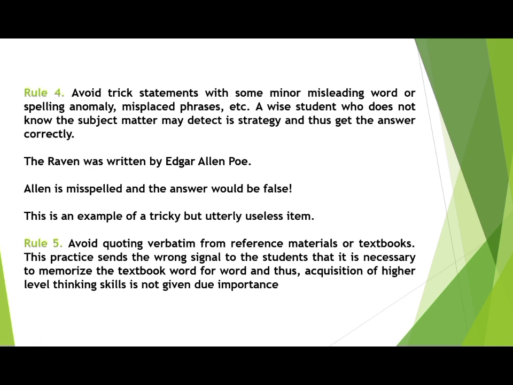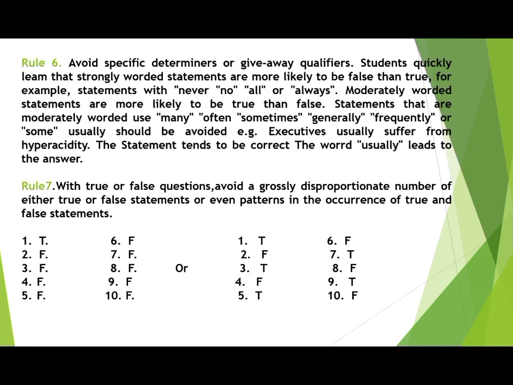Okay? Then rule number 5, avoid quoting verbatim from reference materials or textbooks. This practice sends the wrong signal to the students that it's necessary to memorize the textbook word for word. Thus, acquisition of higher level thinking skills is not given so much importance. Yes, guys, kay hindi man lahat na student is good sa vocabulary. So, ang gina-send na wrong signal sa students if nag-verbatim ka from the reference materials kag textbook. So, that is rule number 5. So, rule number 6. Okay, sa rule number 6 na tayo.